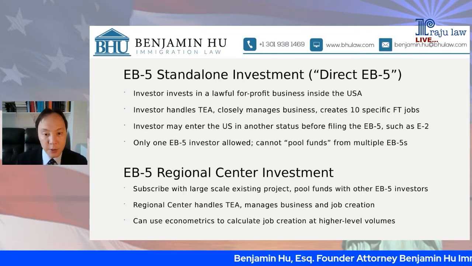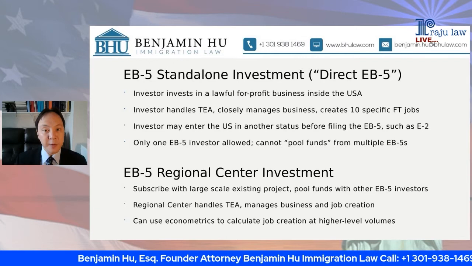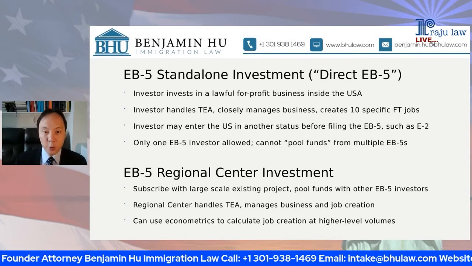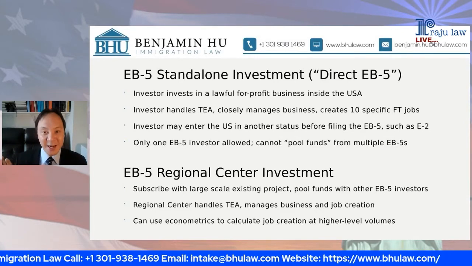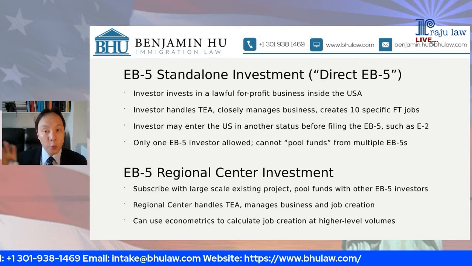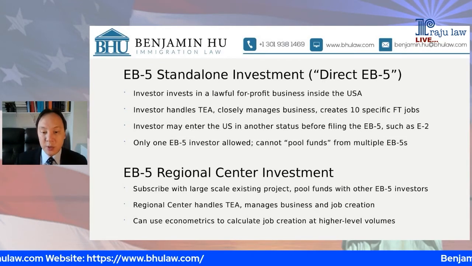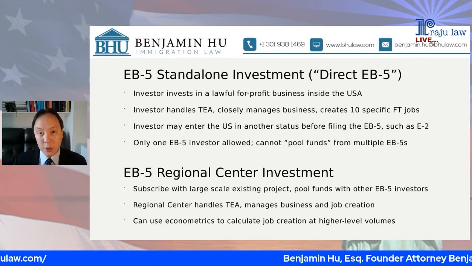Then the second option, the much more popular option, is a regional center investment. This is where an investor subscribes with a large-scale existing product to pool funds with other EB5 investors. Usually, the regional center already takes care of the TEA, already takes care of figuring out if it's rural or high unemployment. And the regional center will also help manage the business creation, business job creation and management.